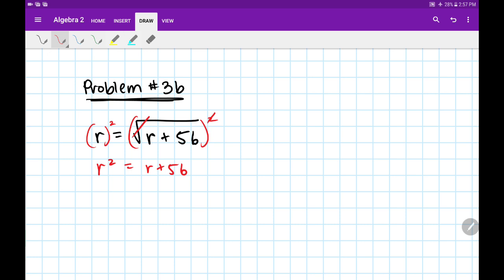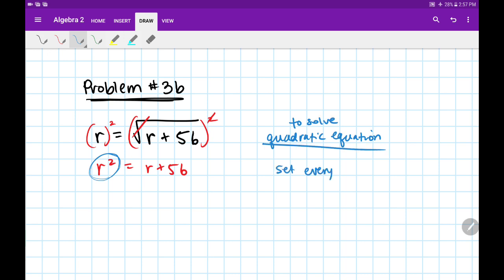So what makes this problem different from all the previous problems we've done so far is now we have a variable being squared. That means we're dealing with a quadratic equation. And to solve quadratic equations, we have to set everything equal to 0 first. So we want to bring everything to the same side, and then we have to factor. That's how we'll solve our quadratic equations.